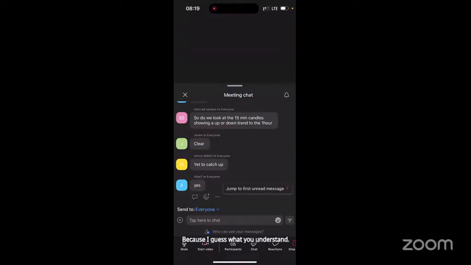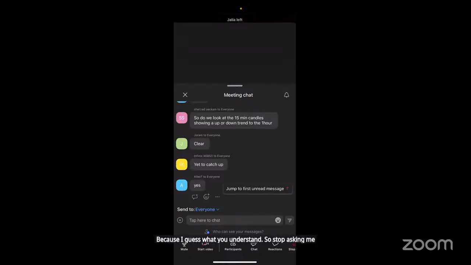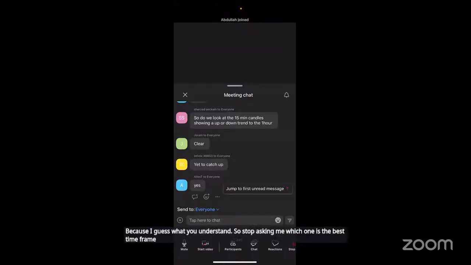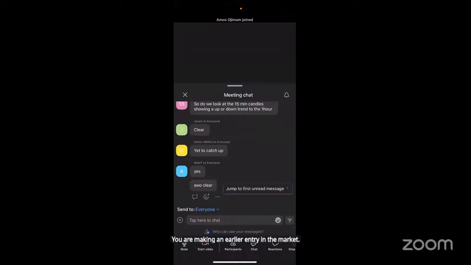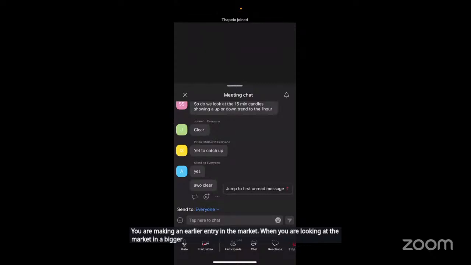So stop asking me which one is the best time frame. There is no best time frame. You can look at the market in a bigger picture, and you can look at the market in a smaller picture. When you look at the market in a smaller picture, you are making an earlier entry in the market. When you are looking at the market in a bigger picture, you want to basically see how generally this coin is doing. Am I clear?